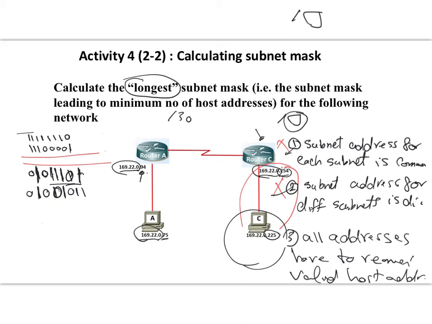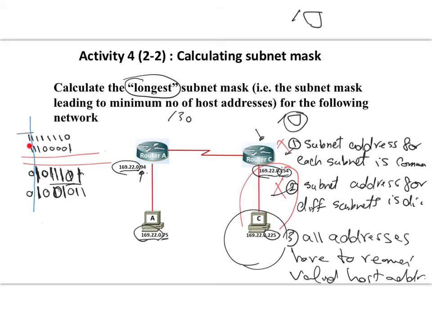Now, as we said, 24 will not work. So let's try 25. For 25, we'll put the boundary here. 25 is 1 bit after 24, right? If we put the boundary here, let's see if these 3 conditions are fulfilled.